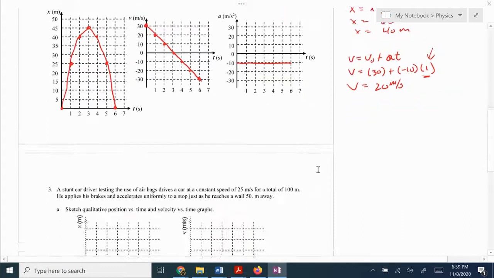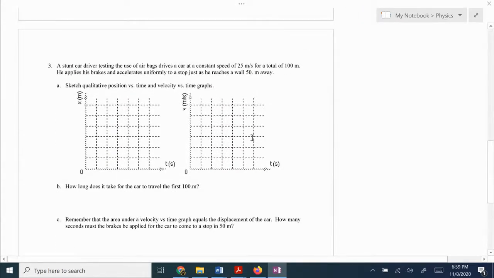A stunt car driver testing the use of airbags is driving at a speed of 25 meters per second for 100 meters. He applies the brakes and accelerates uniformly. Accelerates means to slow down in this case, to a stop as he reaches a wall 15 meters away. So in total, they go 150 meters.